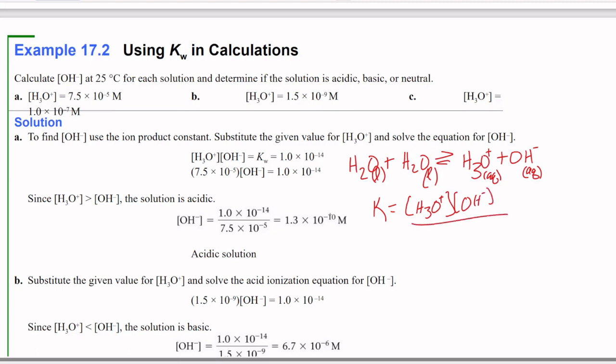what? Our reactants. But both of these reactants are actually a liquid, so their concentration isn't changing. So we don't consider the concentration of the water in this K. And this is a special K, so we call it Kw. And its value is 1 times 10 to minus 14.